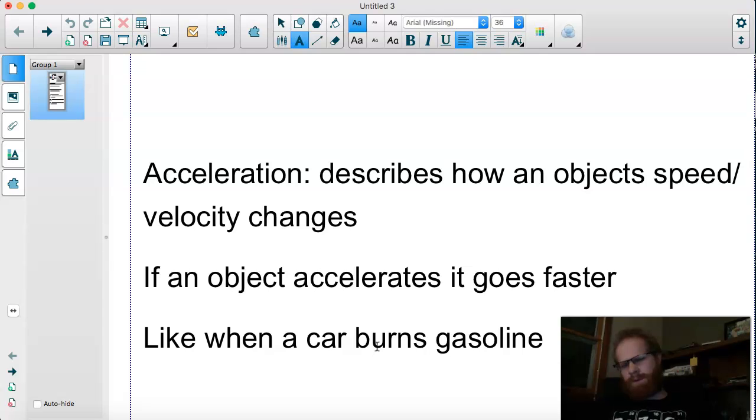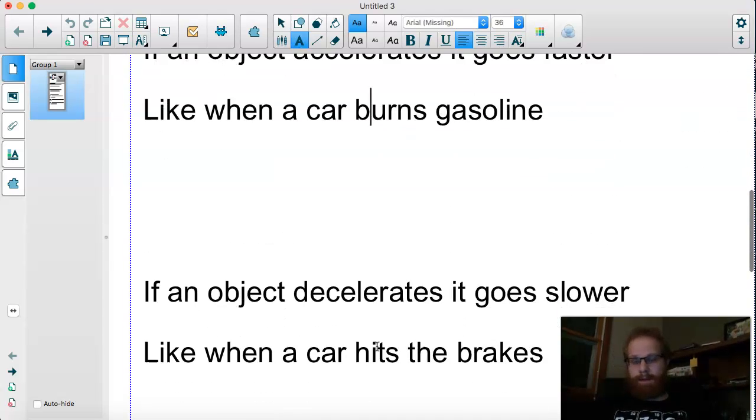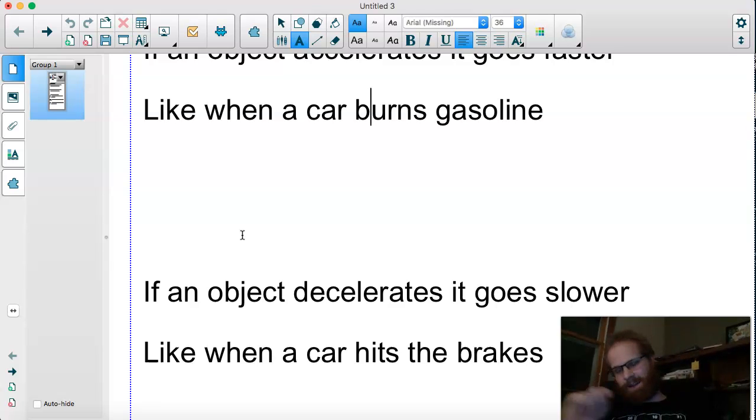So what about the reverse? What if an object starts to slow down? Well, we call that deceleration. Whenever an object slows down, it decelerates. Like when a car hits its brakes, that's an example of deceleration. Okay. I'm going to give you guys a couple of practice problems, and let's see if you can identify if I'm describing something that is accelerating or an object that is decelerating.